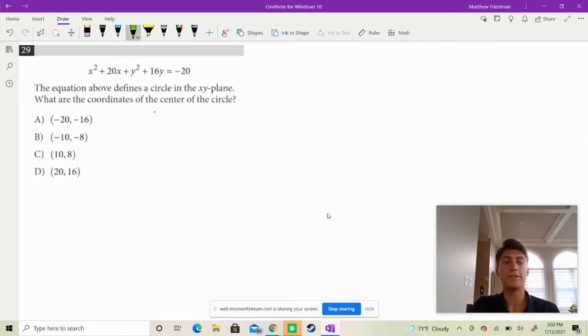The equation above defines a circle in the xy plane. What are the coordinates of the center of the circle? X squared plus 20x plus y squared plus 16y equals -20. So how would we even start this problem? It is not in the form that we were just working with, so we need to make it into that form. If it's asking for the coordinates of the center of the circle, that's h and k. So we need to find h, the x coordinate, and k, the y coordinate. So how would we do that?